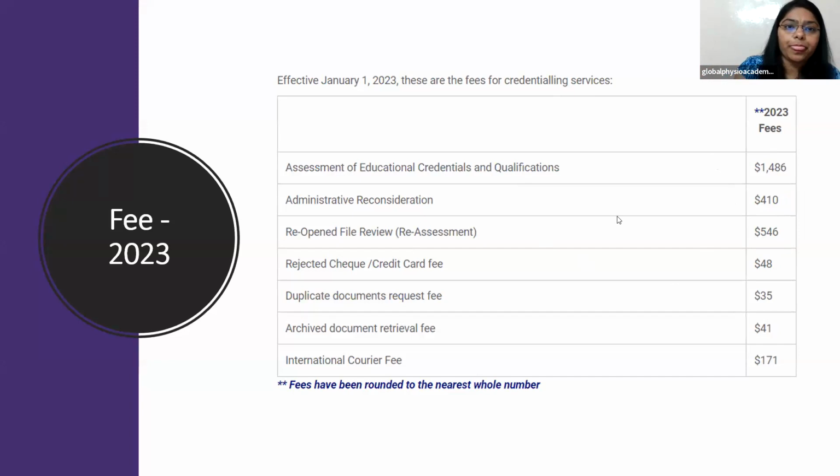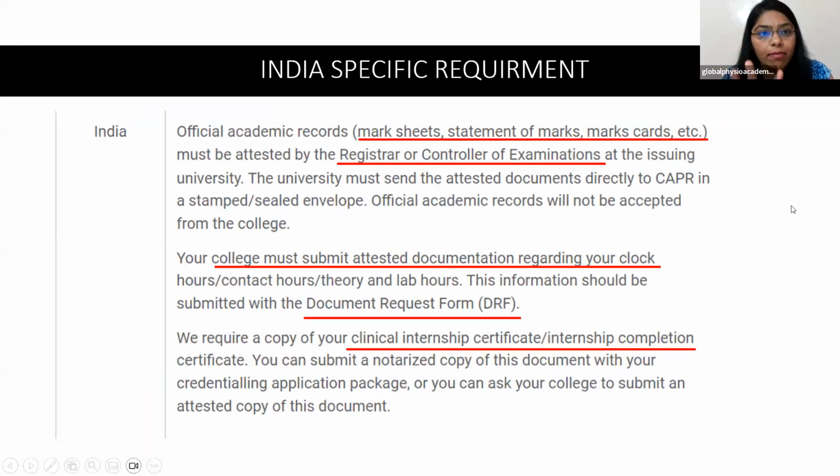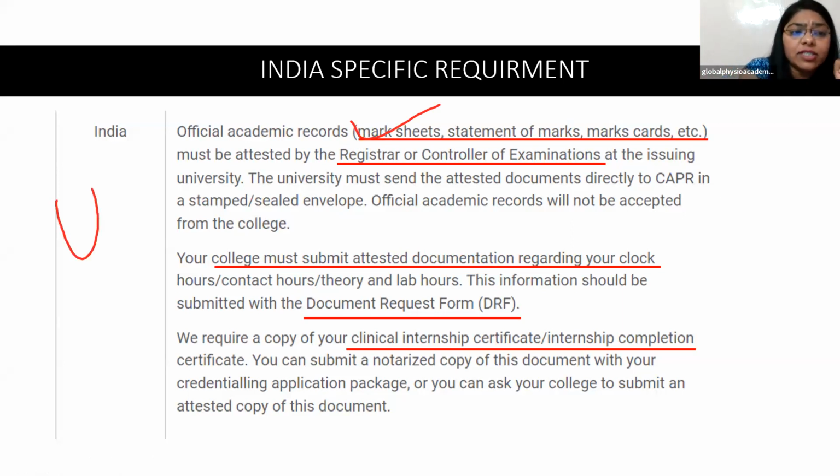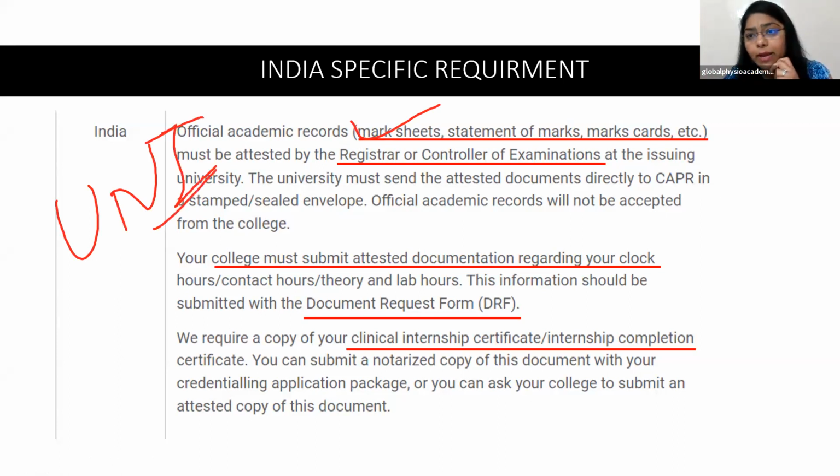Particularly for India, there is Appendix One. If you open it, they give criteria for other countries like China, the Philippines, and Ukraine. But as per Indian students, the official academic record is the mark sheet. Now, is this point clearly understood? The mark sheet has to be submitted by the university, not by the college. CAPR does not accept otherwise.